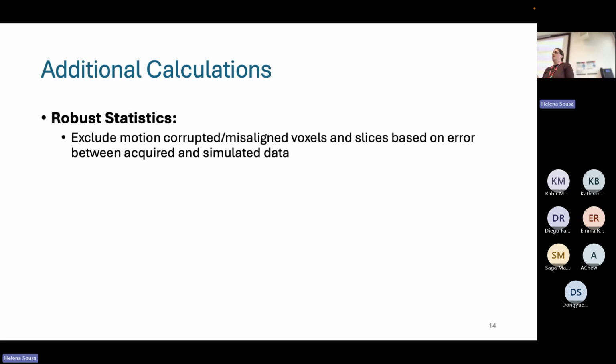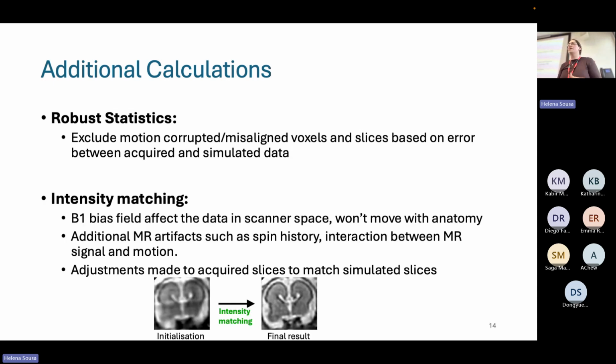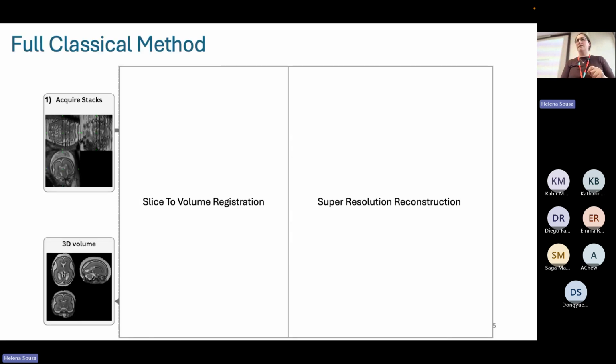So in addition to those two methods, we also do robust statistics, and this is where we try to exclude any corrupted or misaligned voxels and slices based on the error between the acquired and simulated data. And we also do some intensity matching. So the bias field in the scanner won't move with the anatomy. And as well as this, there are MR artifacts such as spin history and interaction between MR signal and motion. And all of these things mean that we need to make some adjustments to the slices in order to match what we're expecting them to look like in our simulated slice. So we add these calculations in as well.